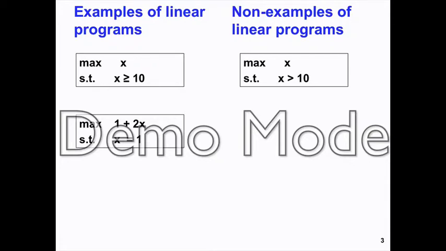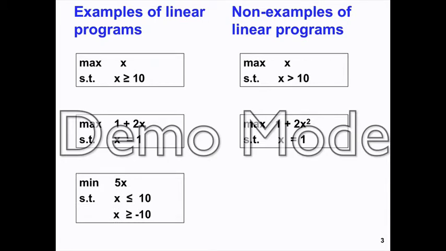Maximize 1 plus 2x subject to x equals 1. That's a linear program. Maximize 1 plus 2x squared subject to x equals 1. Not a linear program, even though you know exactly what x is. Still not a linear program.